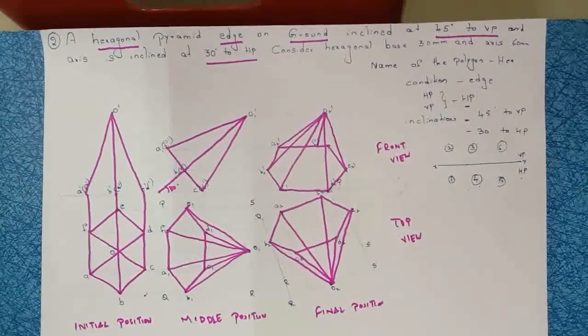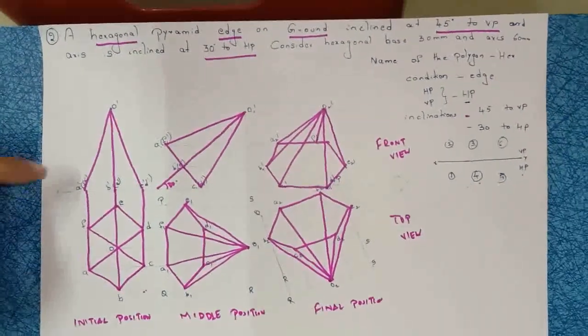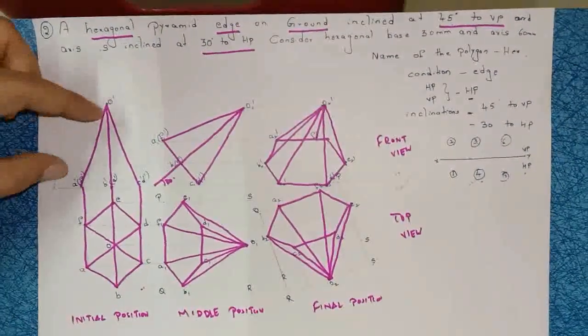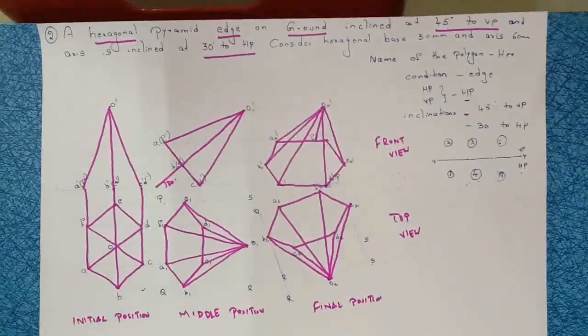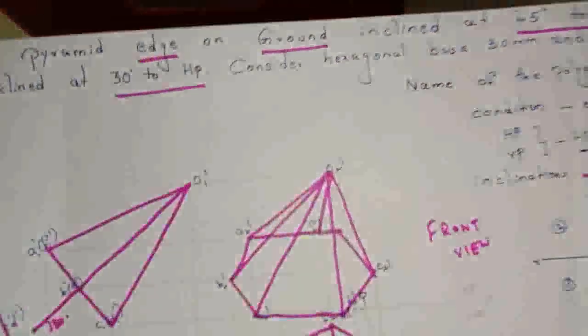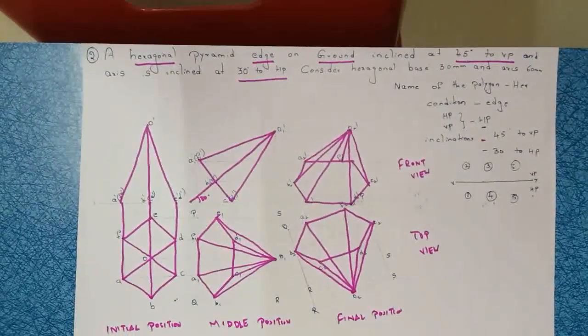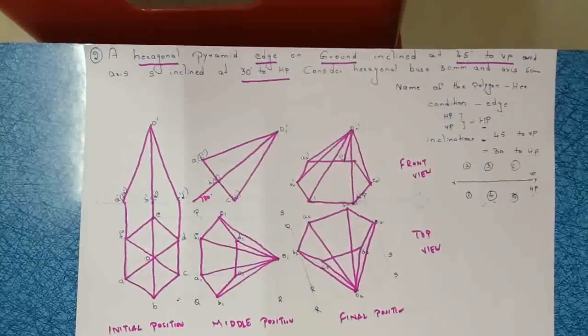The problems are the same as prisms. The thing is, a pyramid is bounded by triangular faces. We are drawing triangles here. The important thing is the O point is compulsory. You have to draw the O point. You have to mark the O point. So this is the solution for the second problem.